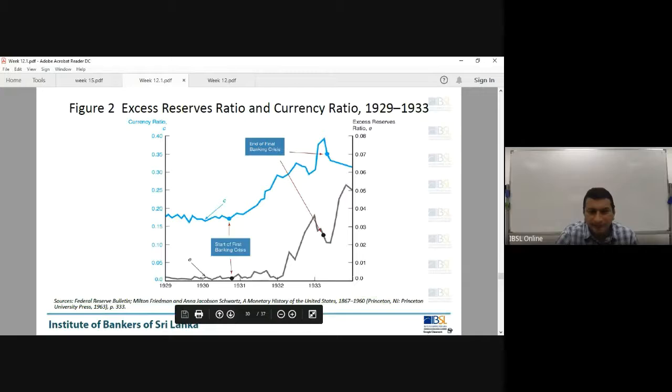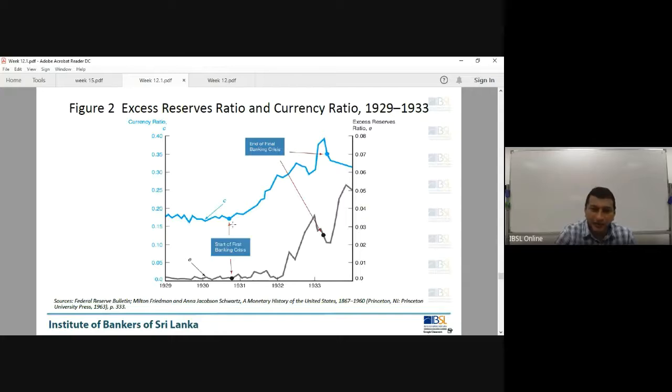Here, E closer to 0. Then you see, by this time, they are keeping about 5% in excess reserves. 5%. This money is not working for them. But still they kept that in the central bank's books.